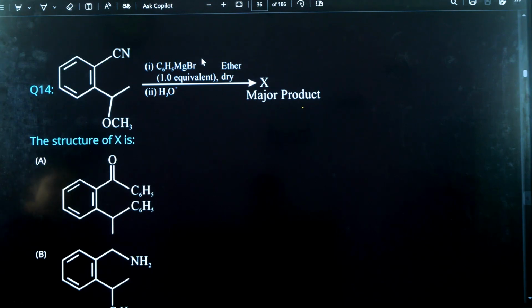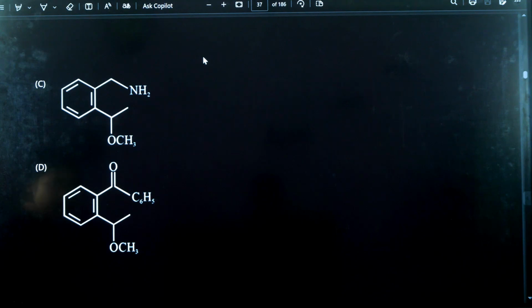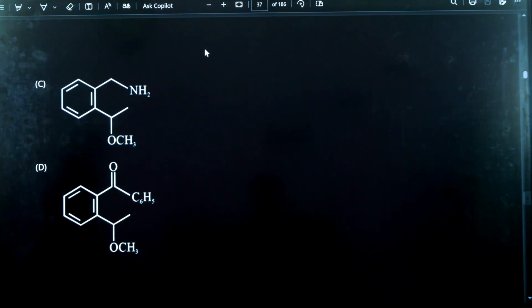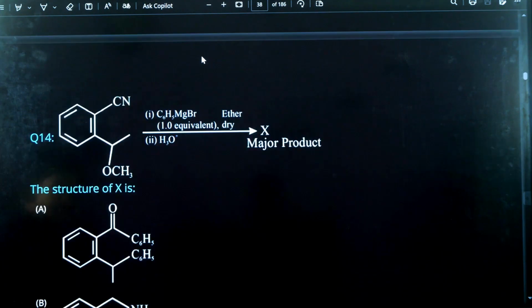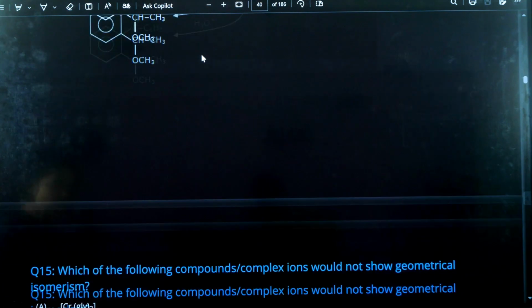So very pretty simple, guys. The option that you will mark is D, donkey. D donkey. CN will become CO, C6H5. We are just using one equivalent, so we keep it as a ketone only, not further attacked by Grignard reagent to form alcohol. So the answer indeed is D donkey. Very, very, very important Grignard reagent reaction, guys. Make sure that you all do them.